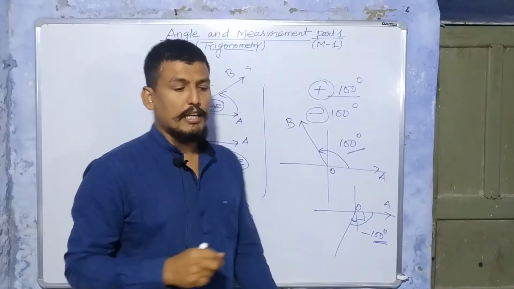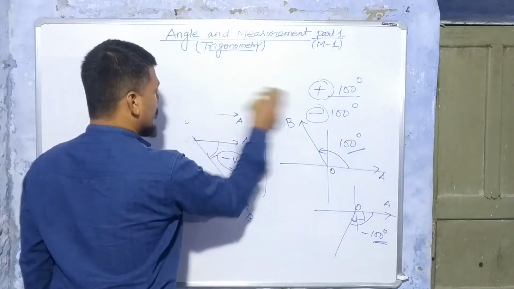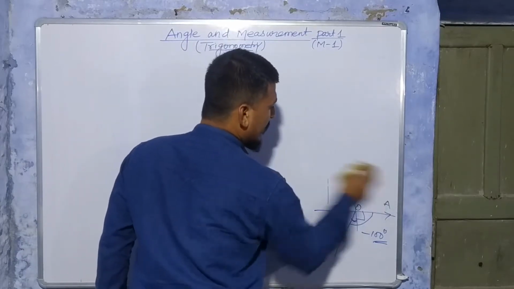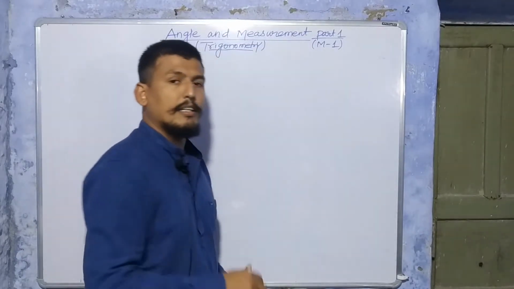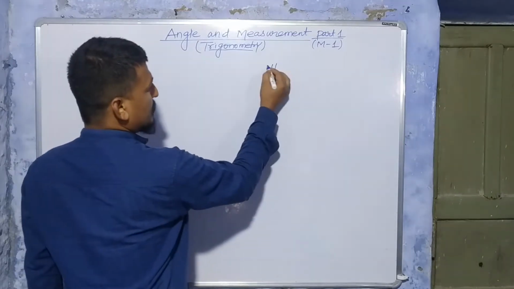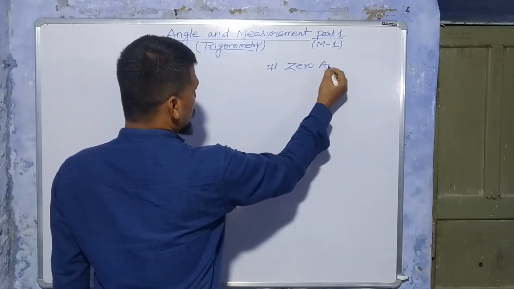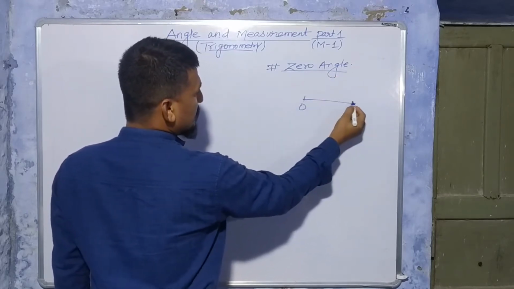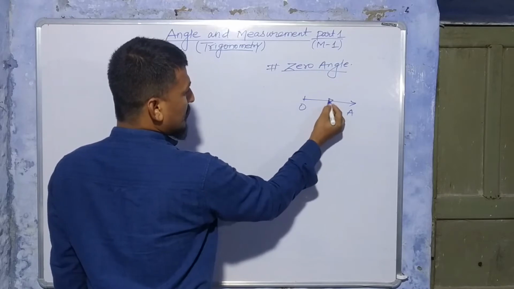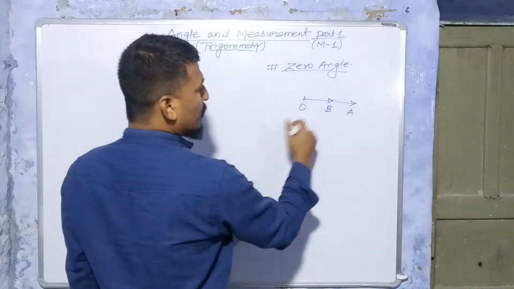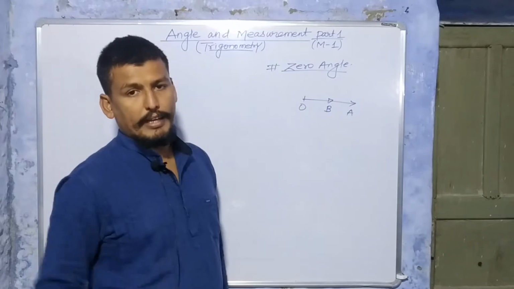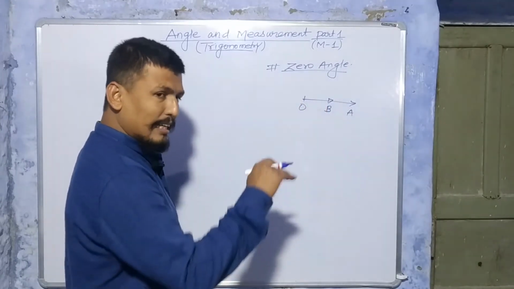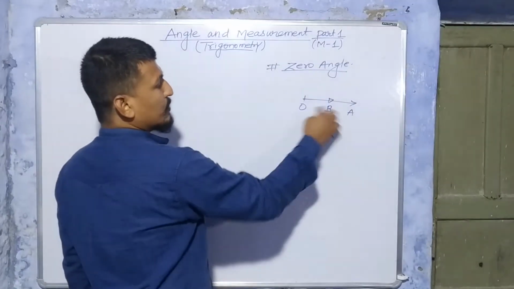After directed angle, we will have a look at zero angle, straight angle, which is 180 degree, and right angle. So take the first one, zero angle. Zero angle means no angle. So how can you represent it? Suppose this is OA and this is OB. The angle between OA and OB is 0 degree, which means OA and OB are on the same line, so the angle between these two is 0 degree.